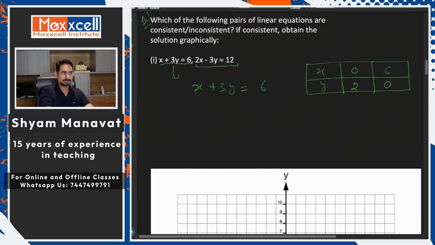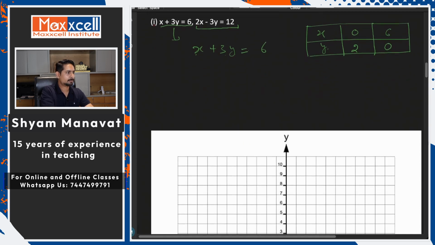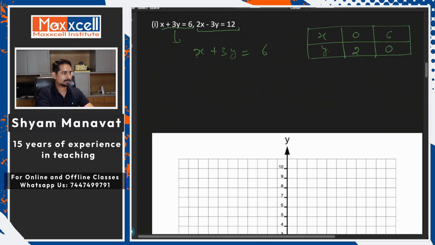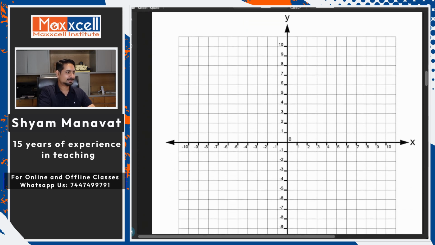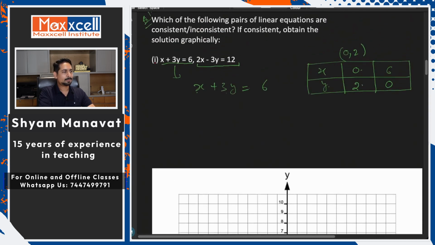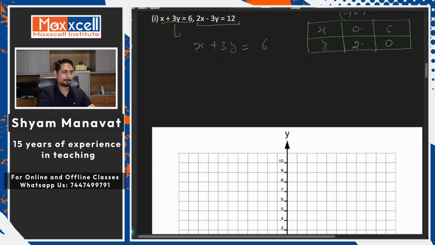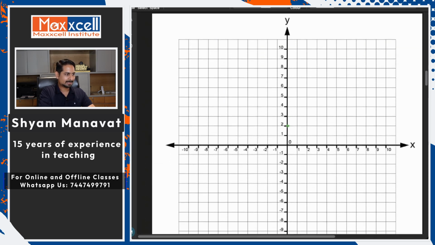Shall we draw this first on the graph? Fine, let's do it. Let me use blue color here or green color because we solved with the green color. So the first point is 0 comma 2, value of x comma value of y. Here x is 0, y is 2. The second point is y is 0 and x is 6. Y is 0 and on the x axis we have 6.